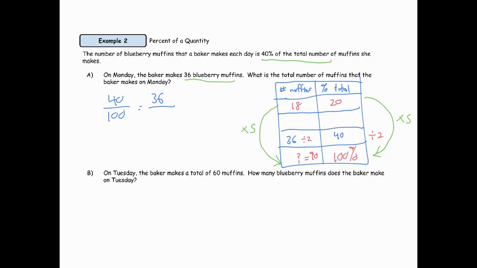Now 36 does not go into 40 evenly, but what I can do is simplify this ratio on the left by dividing the top and the bottom by 10. And if we do that, we get 4 over 10 equals 36 over something. So notice I didn't simplify it fully, but we don't need to, because we can take 4 and multiply it by 9 to get 36. And notice that 10 times 9 is 90, which is the same thing that we got in the table.